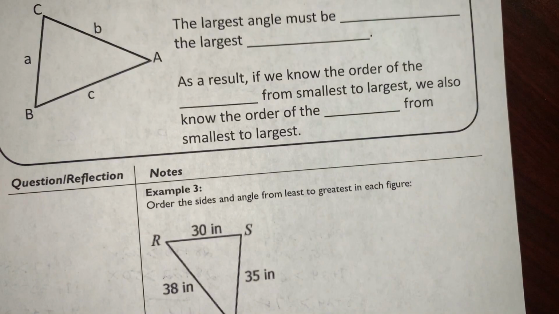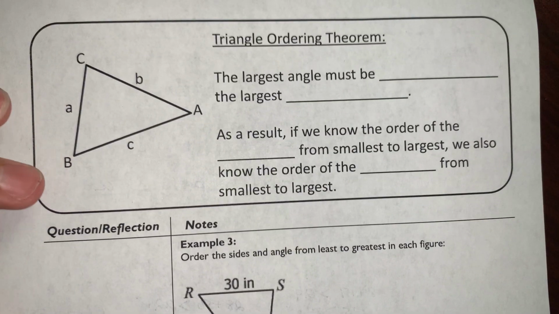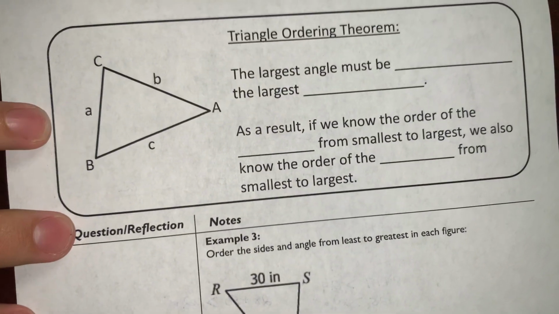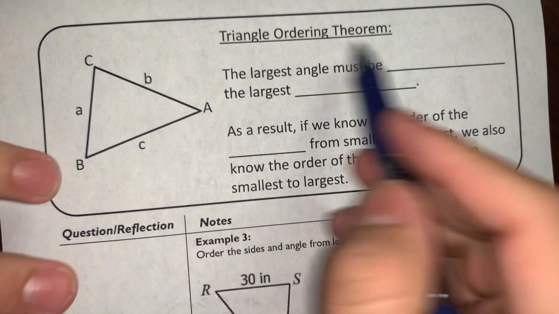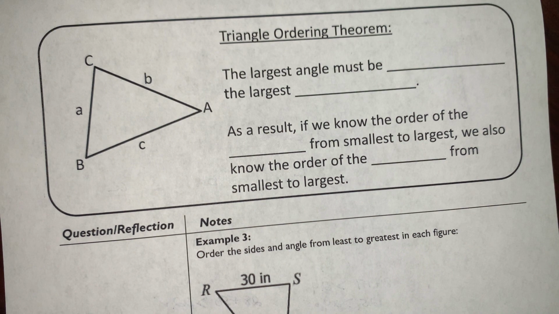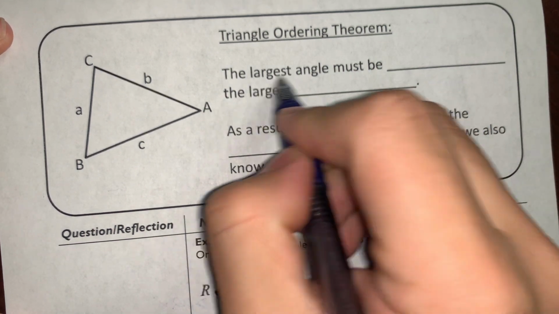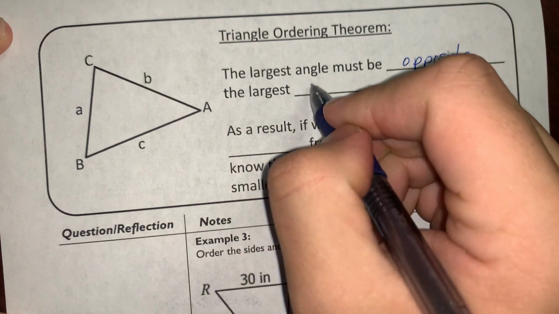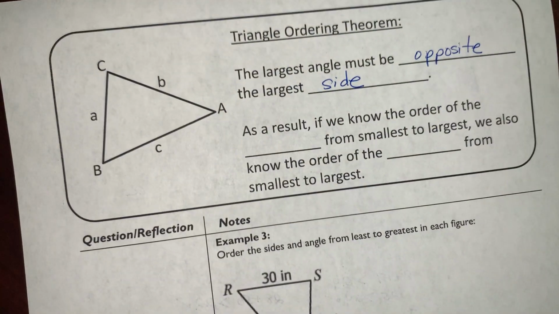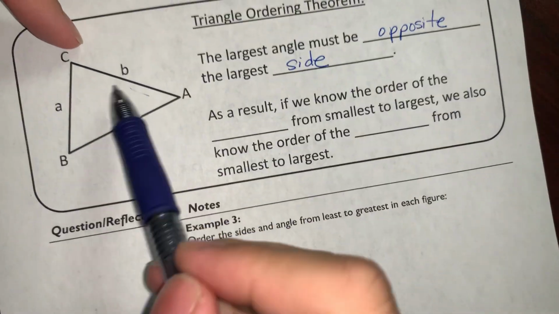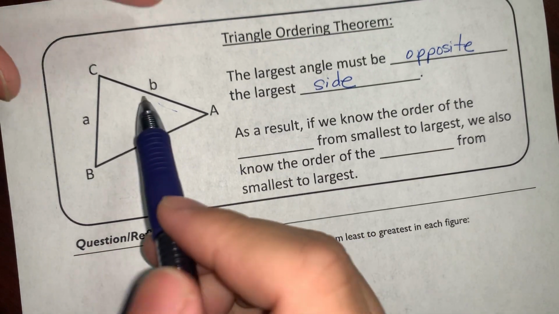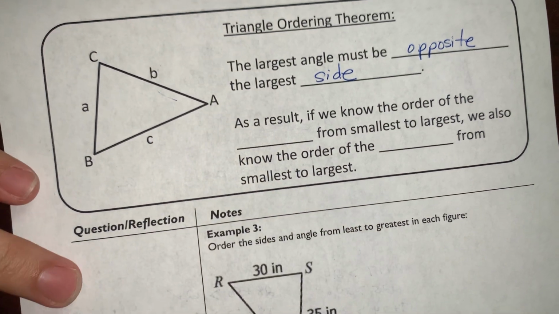All right. So the last thing we want to do for this lesson, because we can come up with a million problems for this and it wouldn't justify an entire class period, is include another easy topic: the triangle ordering theorem. Essentially, this tells you that the largest angle must be opposite the largest side. If we know the sizes of the angles, we'll know at least the order of the largest sides.